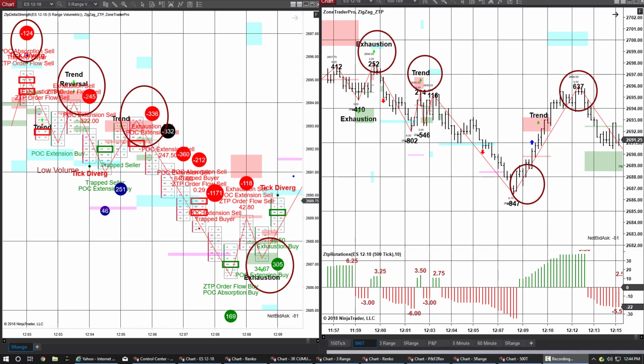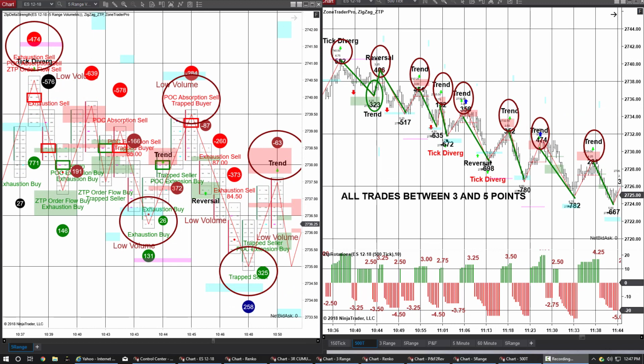What sets ZoneTraderPro apart from the rest is that all the ZoneTraderPro indicators are based on real-time information. These indicators make it easy to spot divergences and market manipulation. ZoneTraderPro is also unique in other ways.